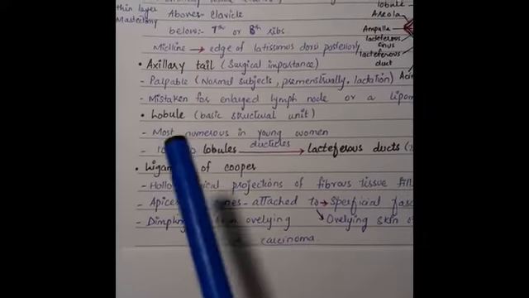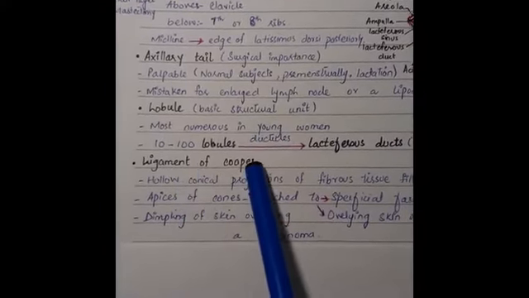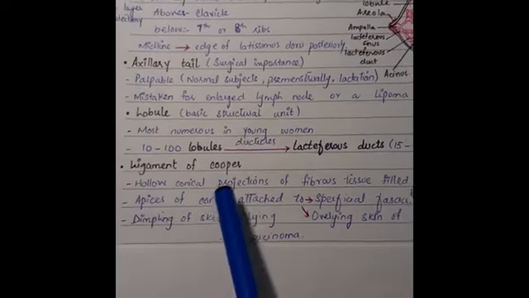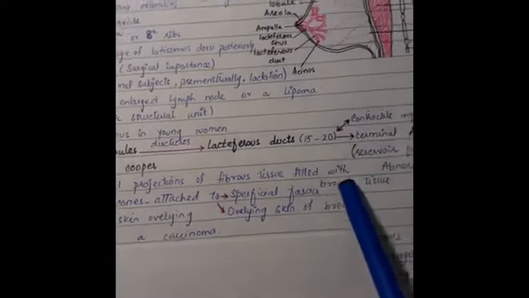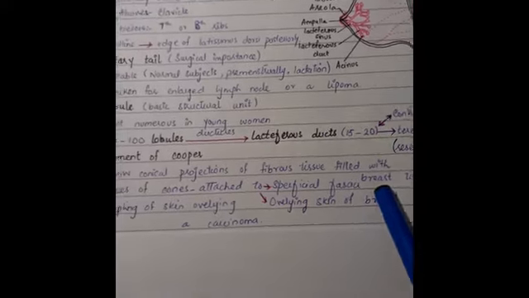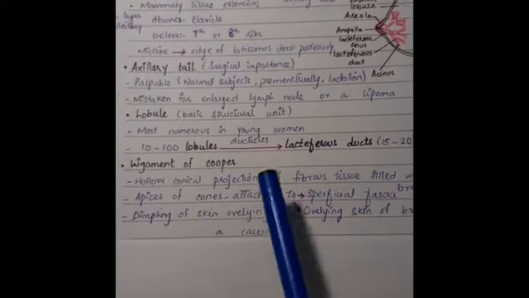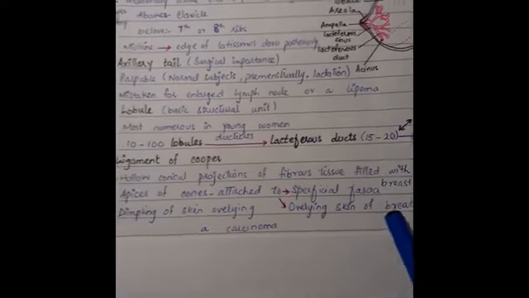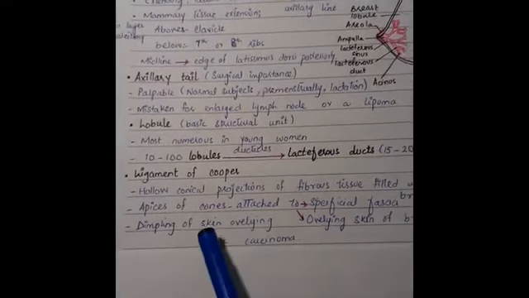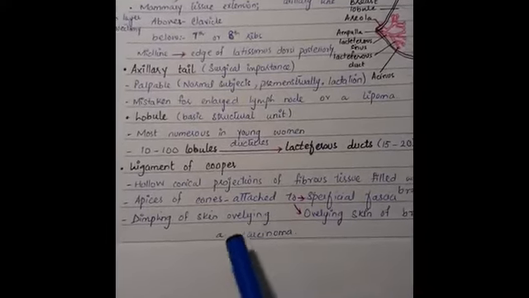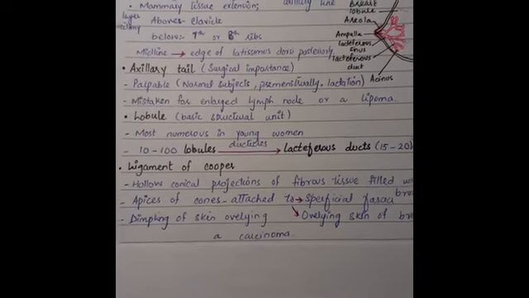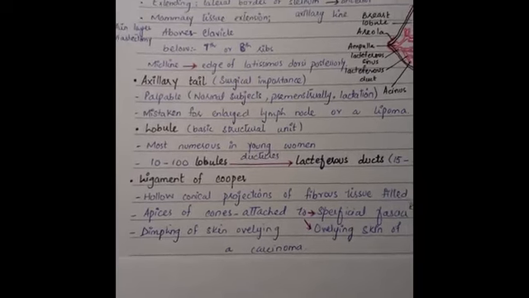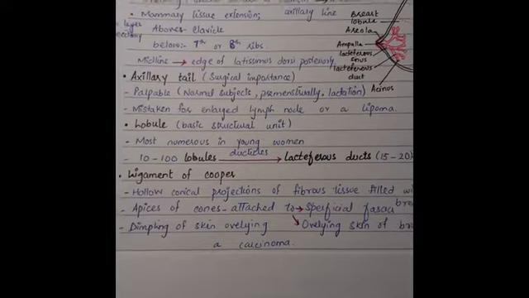After this, I am going to tell you about the ligament of Cooper. It is a hollow conical projection of fibrous tissue filled with breast tissue. Apices of cones are attached to the superficial fascia and the overlying skin of the breast. The dimpling of the overlying skin may be indicative of a carcinoma, and this is due to the ligament of Cooper.